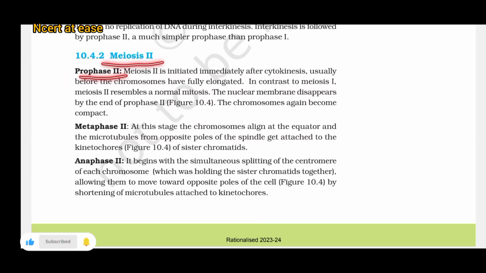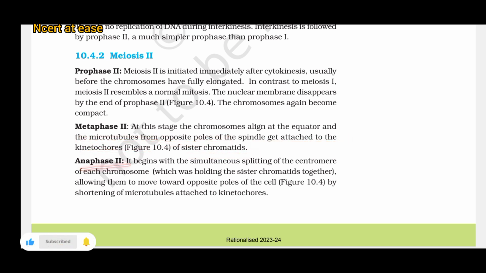Meiosis 2. Prophase 2. Meiosis 2 is initiated immediately after cytokinesis, usually before the chromosomes have fully elongated. In contrast to meiosis 1, meiosis 2 resembles a normal mitosis. The nuclear membrane disappears by the end of prophase 2. The chromosomes again become compact. Metaphase 2. At this stage, the chromosomes align at the equator and the microtubules from opposite poles of the spindle get attached to the kinetochores of sister chromatids.